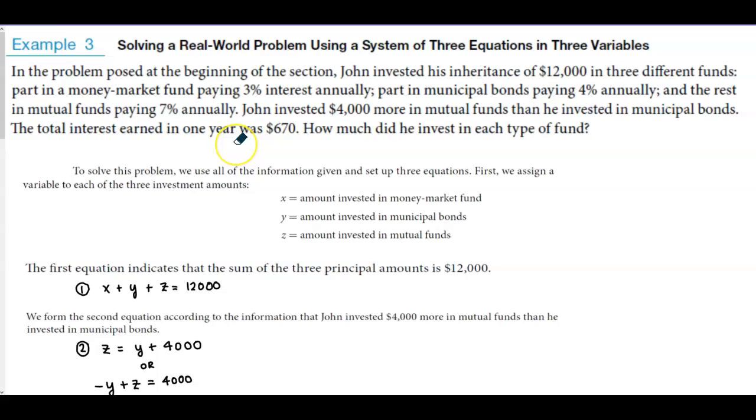Part in a money market fund, paying 3% interest annually. Part in municipal bonds, paying 4% annually. And the rest in mutual funds, paying 7% annually. John invested $4,000 more in mutual funds than he invested in municipal bonds. The total interest earned in 1 year was $670. How much did he invest in each type of fund?